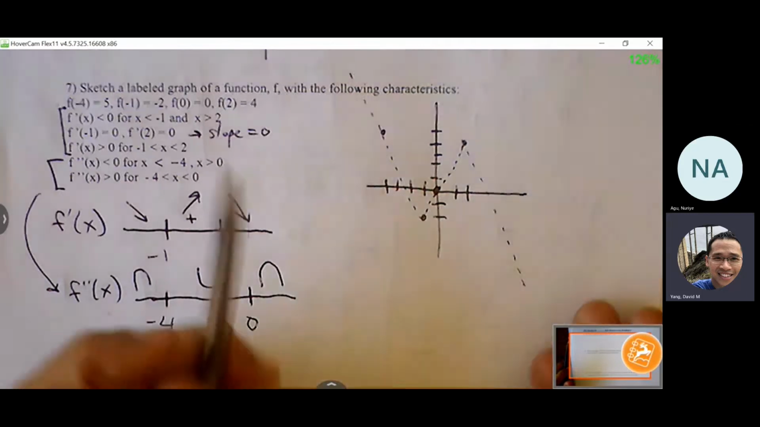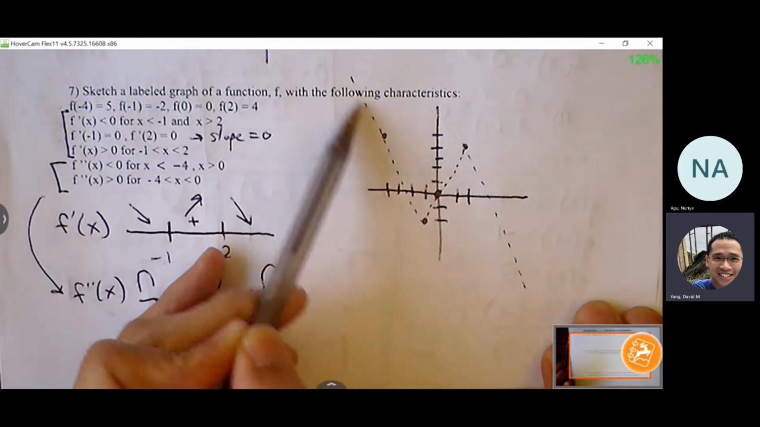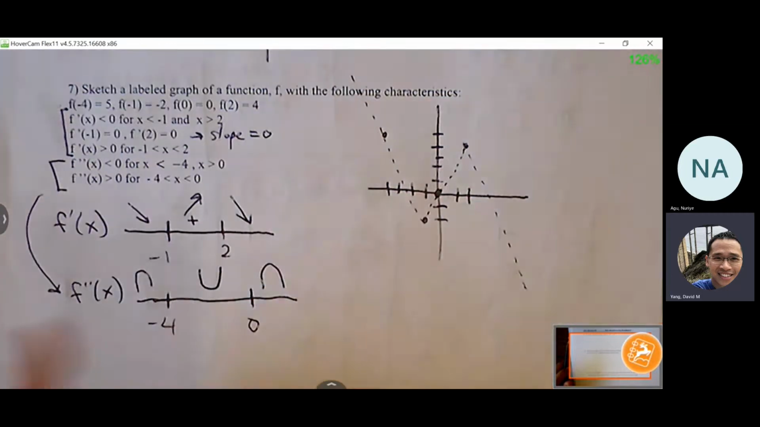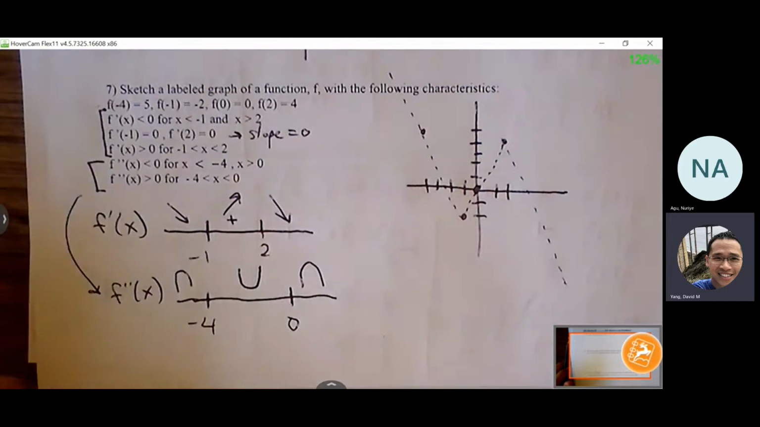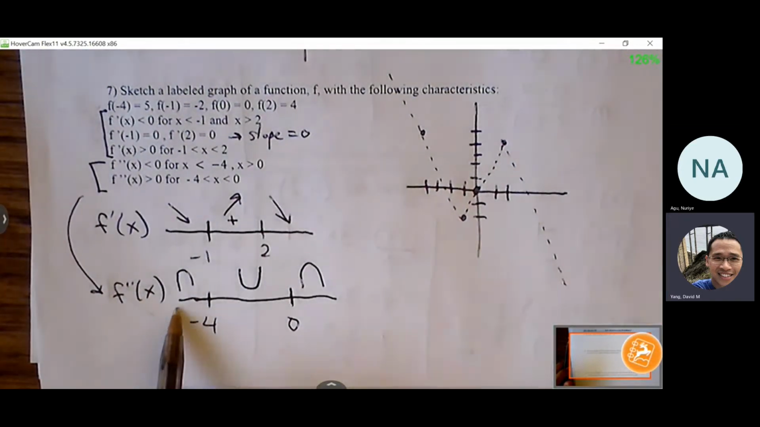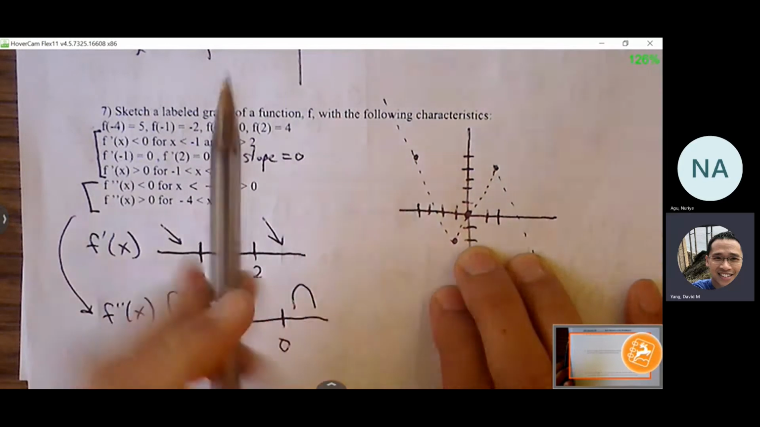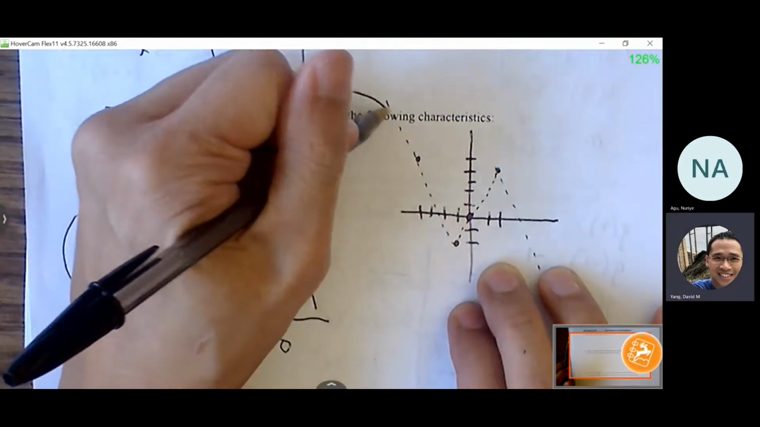We're going to go in and update the graph in terms of the curvature, but our graph should follow along the same path. Okay, we're not going to veer too far away from this. Are we good with that? Okay, so now let's do this. We want concave down up until negative 4. There's negative 4. Concave down.